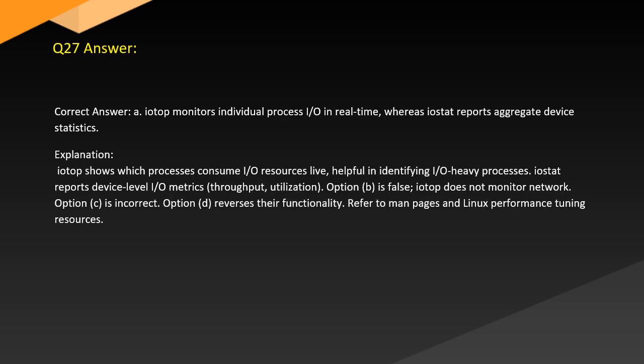Answer. Correct answer: A. iotop monitors individual process I/O in real time, whereas iostat reports aggregate device statistics. Explanation. iotop shows which processes consume I/O resources live, helpful in identifying I/O-heavy processes. iostat reports device-level I/O metrics, throughput, and utilization. Option B is false. iotop does not monitor network. Option C is incorrect. Option D reverses their functionality. Refer to man pages and Linux performance tuning resources.